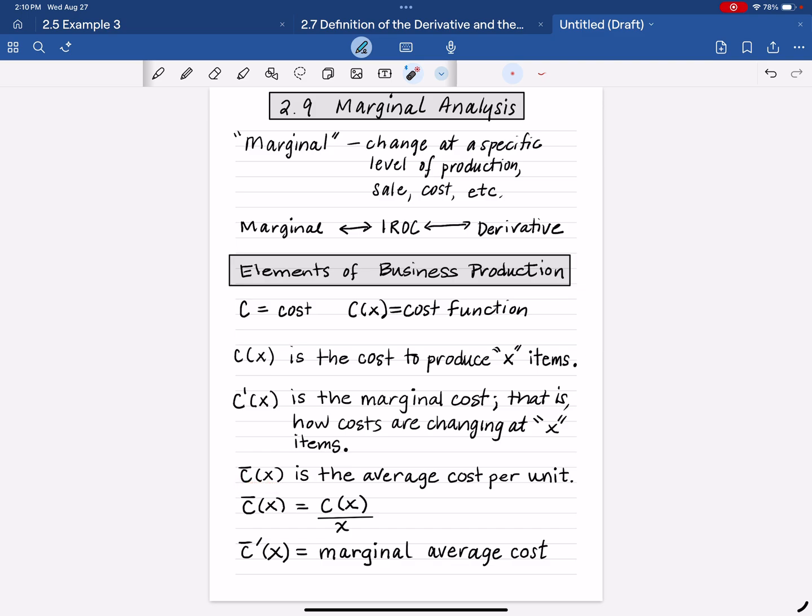C bar of X is the average cost per unit. The bar over the C means average cost. And to find the average cost, you take the cost, that's the total of all the X items, and you divide by the number of items, and you'll have an average cost per item. So C bar prime of X is the marginal average cost. How is the average cost changing at a production level of X units?